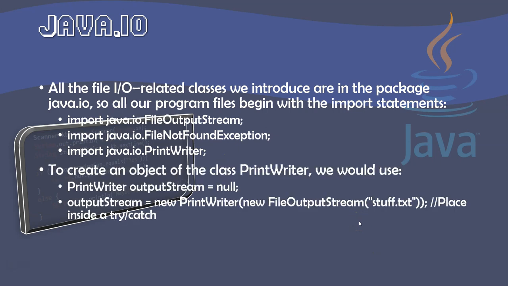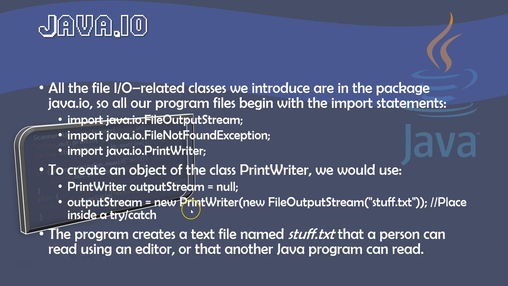Now, if we want to create an object of that class, PrintWriter, we say PrintWriter outputStream equals null. And then, of course, we're actually going to create that object and define it. So we have outputStream equals new PrintWriter, and this is going to have in parentheses new FileOutputStream, stuff.txt being replaced by whatever file name we want to actually write to. And you notice I have a little comment here that says place inside of a try catch. So this piece right here is going to need to be in a try catch, and we'll talk about why that is in a second.